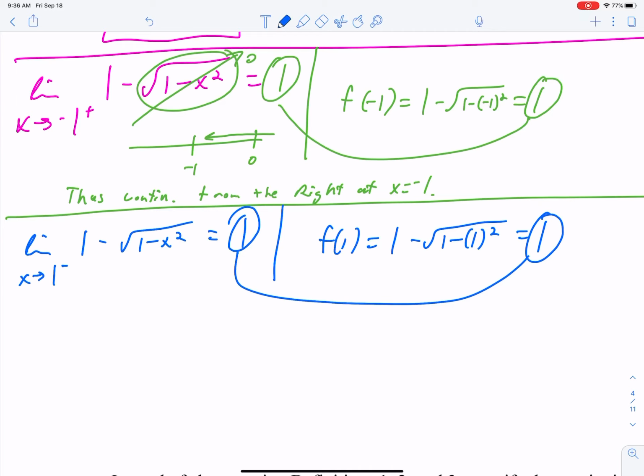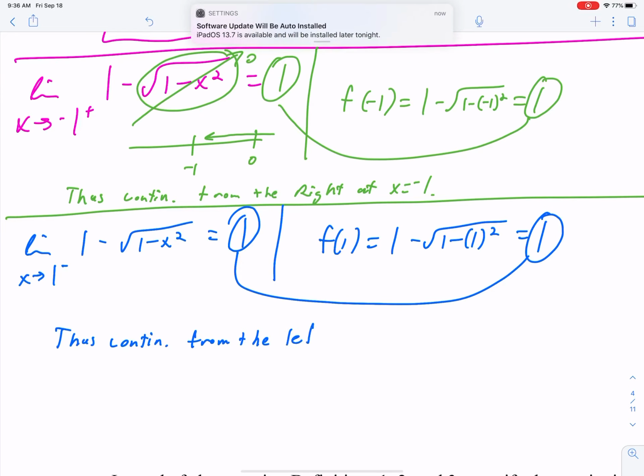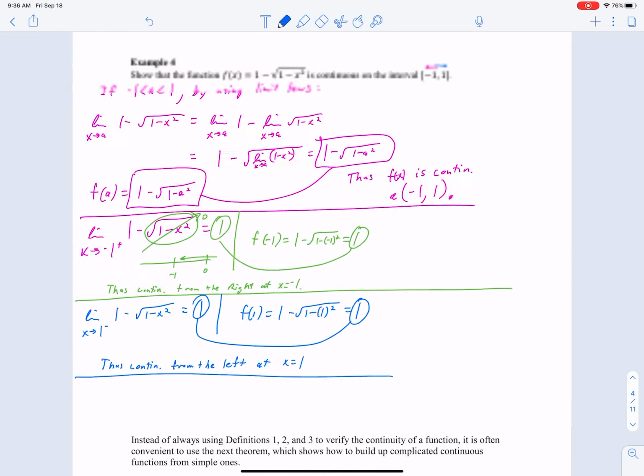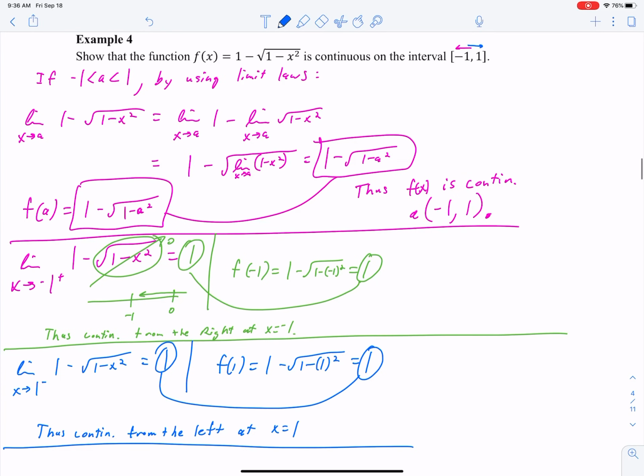So we have continuity from the left at x equals 1. All right, and there we go. That captures everything we need. So we have continuity in between. We have continuity from the left at 1 and from the right at negative 1.